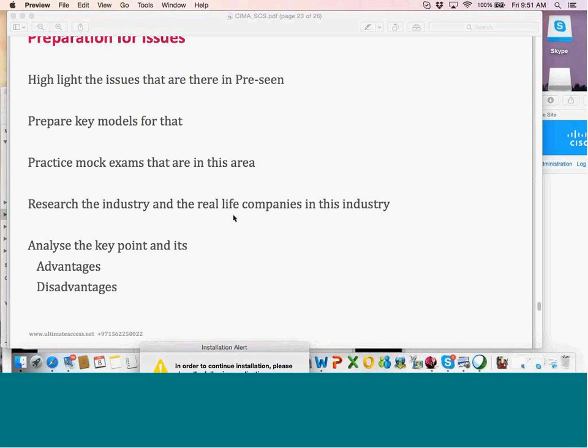Do a lot of mock exams. Research the industry and real-life companies in this industry. Think about the key points, advantages and disadvantages. While doing this, you get immersed in the industry and this case study for a few weeks, right? In these 6 to 7 weeks you get immersed in this, so that you should not even need to look at your pre-seen in the exam because you know it so well. Okay?